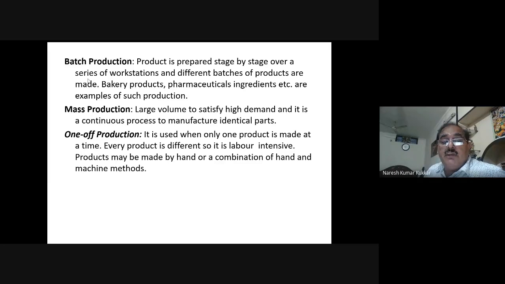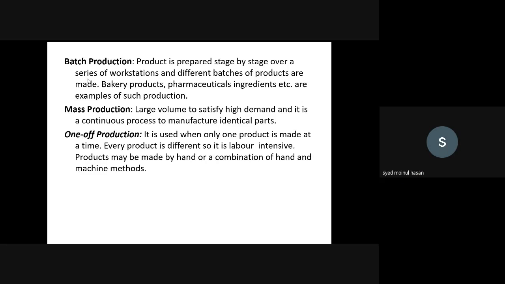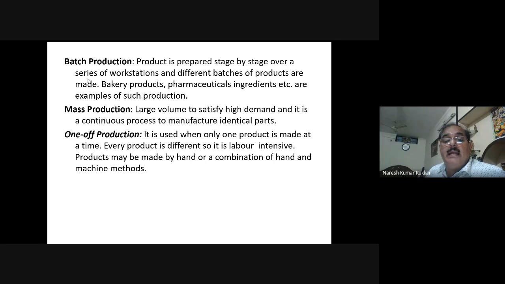And then comes one-off production. It is used when only one product is made at a time. Every product is different, so it's labor intensive. Products may be made by hand or a combination of hand and machine tools.